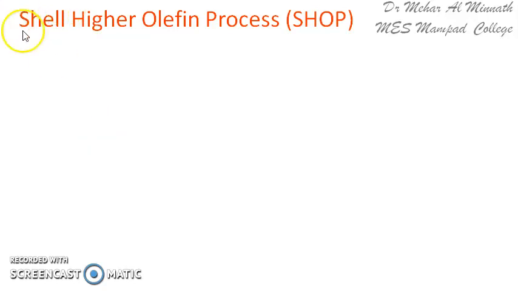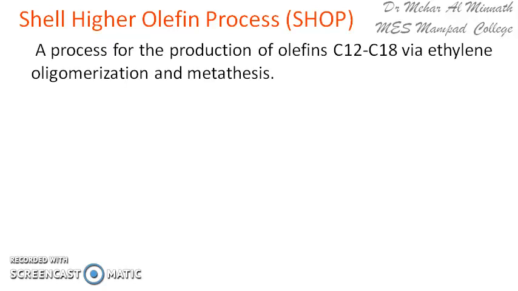Now this name Shell comes from the company that found this process, Royal Dutch Shell. This particular process involves the production of higher order olefins, and these olefins are used for the synthesis of plasticizers and detergents. These olefins are of C12 to C18 chain length, that is 12 to 18 carbon atoms, and this happens via ethylene oligomerization and metathesis.